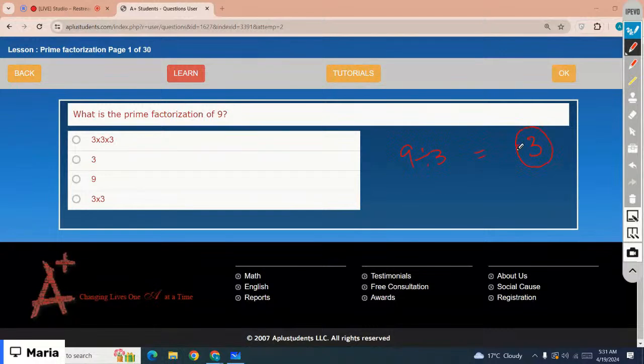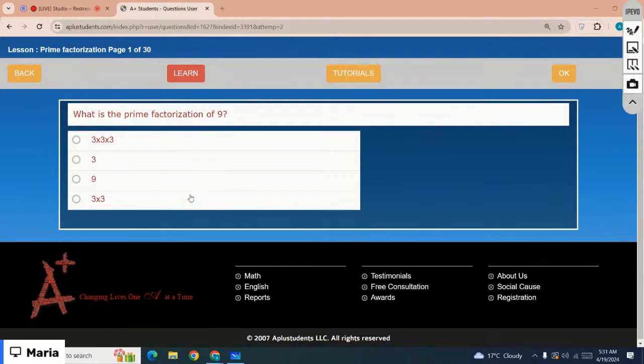Now you have to start with this number and divide by the smallest prime number until you have the answer 1. So these are the two numbers you divided with. So they are 3 times 3. The correct option is 3 times 3, right? Prime factors of 9 are 3 times 3.